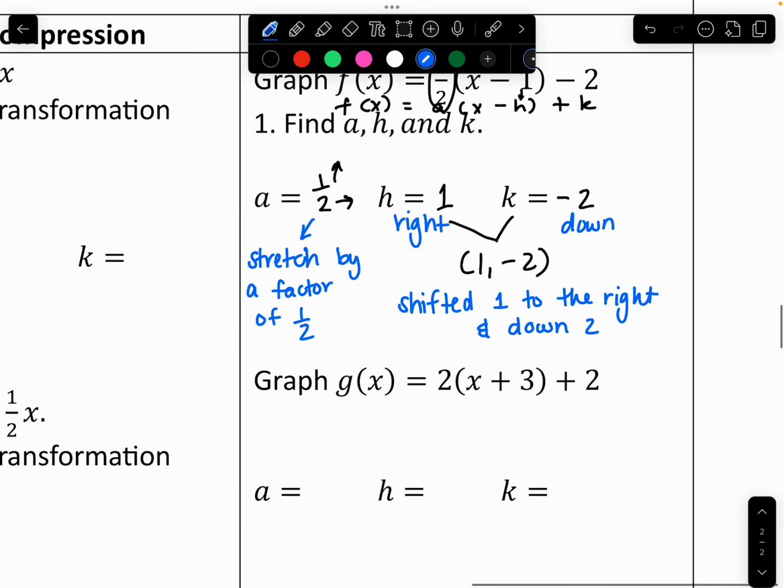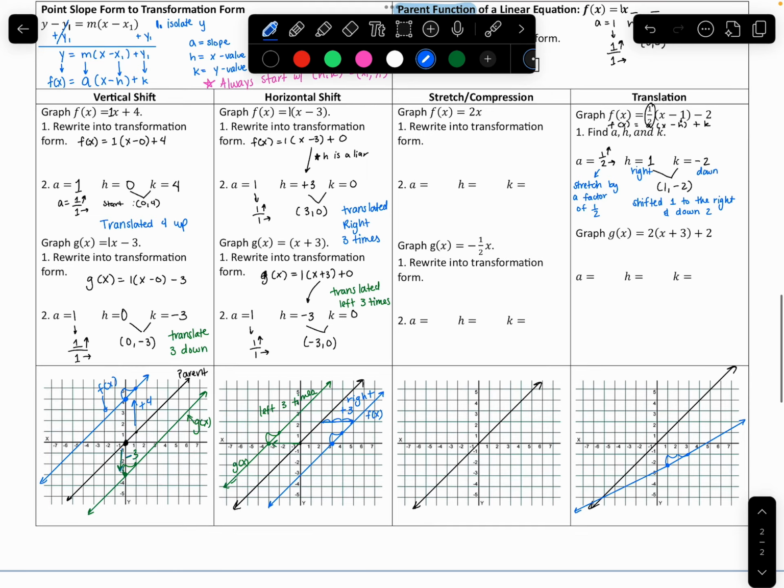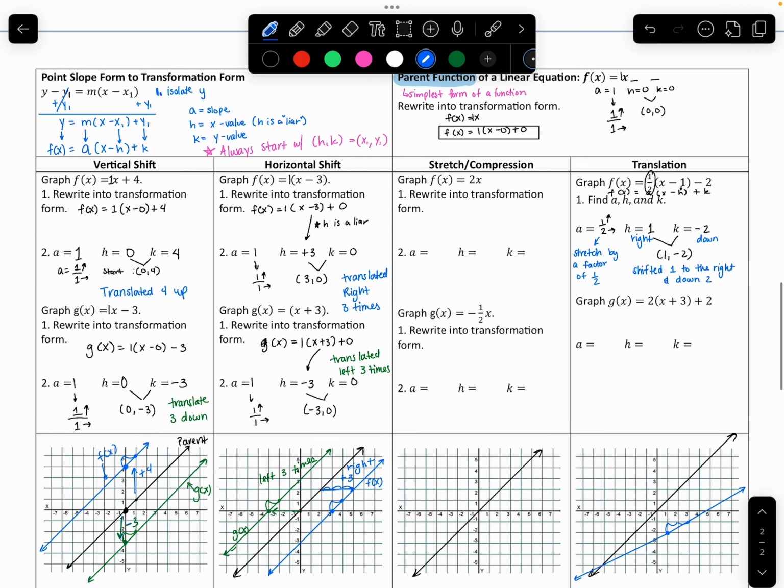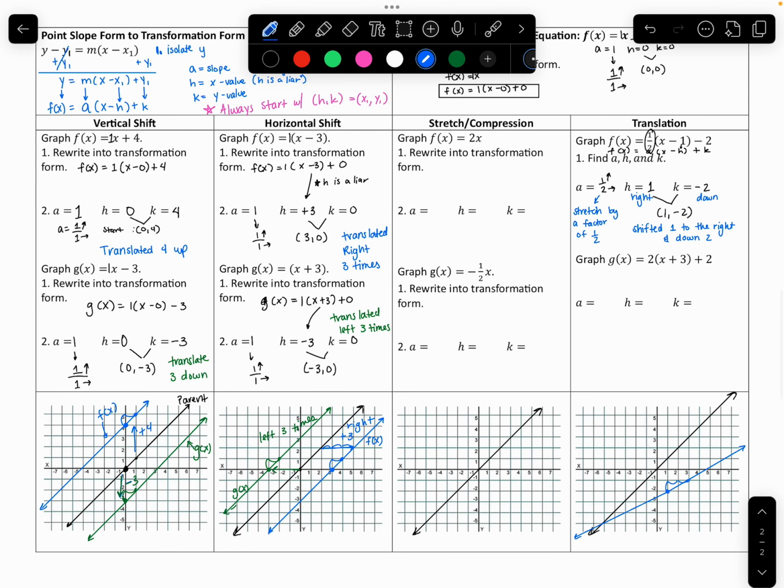Okay. Now I want you guys to do graph g of x. All right. I want you guys to do the rest and try it. If you have any questions, you guys can always email me or you can ask your substitute.